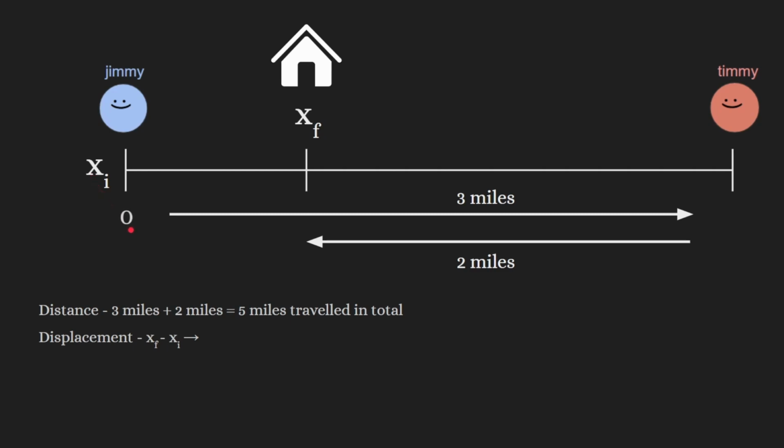So if he starts at 0 miles, goes 3 miles to see Timmy and 2 miles back, that means that the final position is 1 mile away from Jimmy's initial. Plugging those in gives us a displacement of 1 mile east. We could have also put a positive, just plus 1 mile.